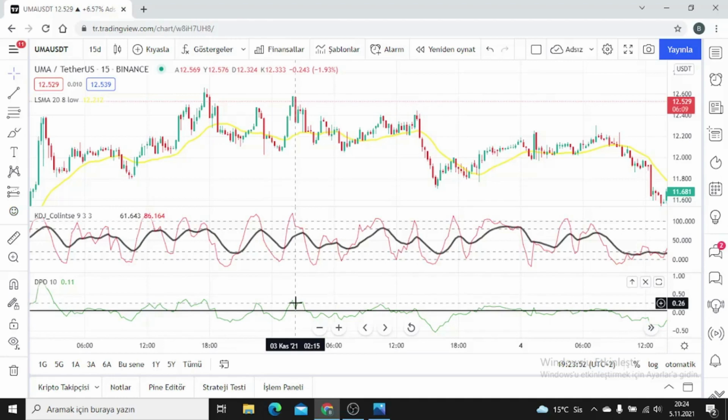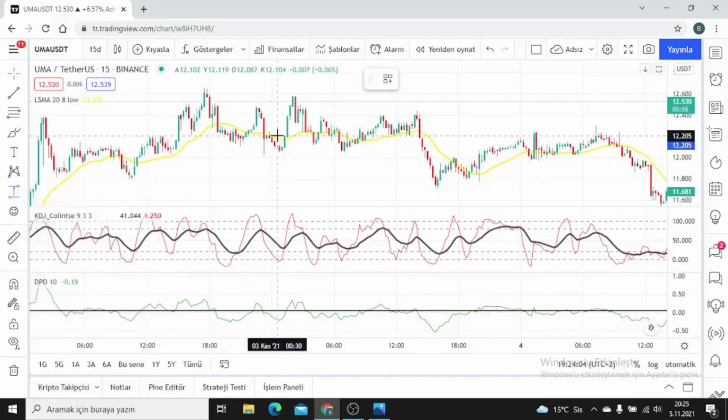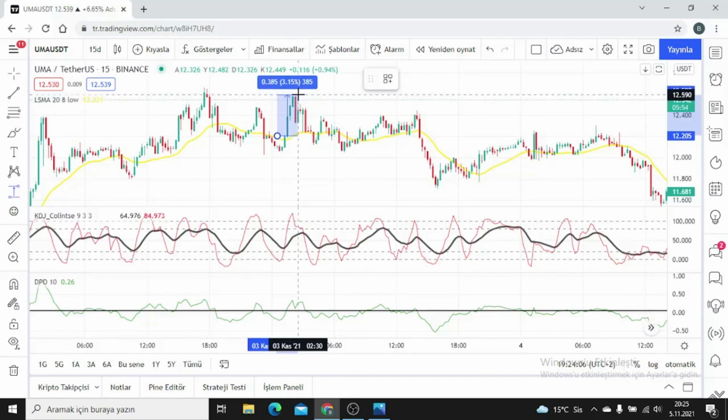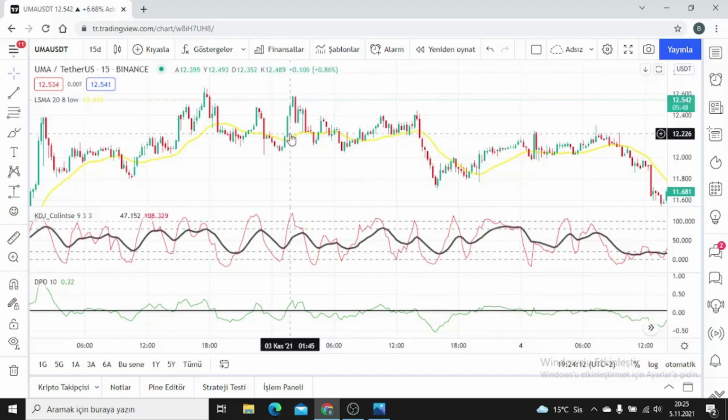Let's examine the price range here. As you can see, there is a price increase up to 3%. The decision to sell the product here is entirely up to you guys. Where do you sell? What do you do? The decision here is entirely up to you. So on a 15-minute chart, I'm speaking for myself, I can't make a 3% profit.